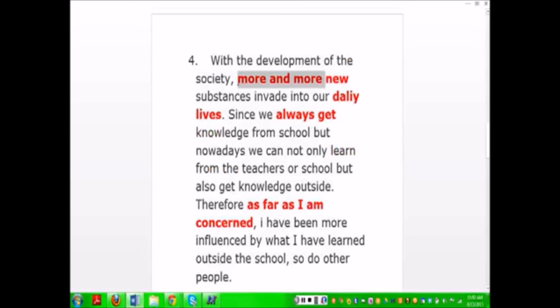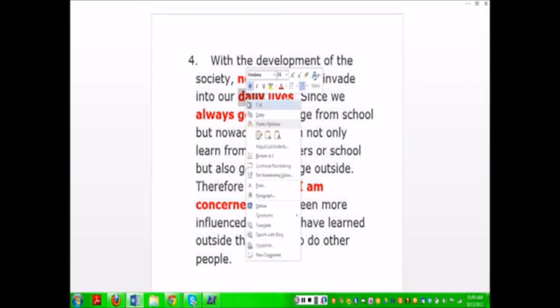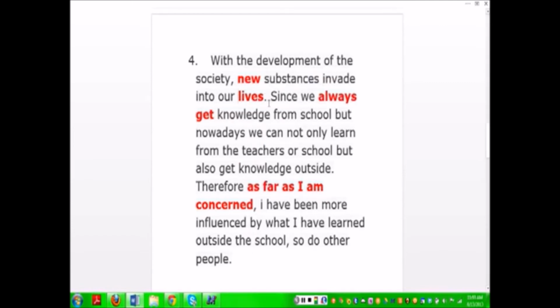So here, more and more doesn't add really any specific meaning. And particularly with the word new, new means there are more, something different, so you don't need more and more. So cut it out. Our daily lives, I don't know what other life we have, so daily and lives is redundant.